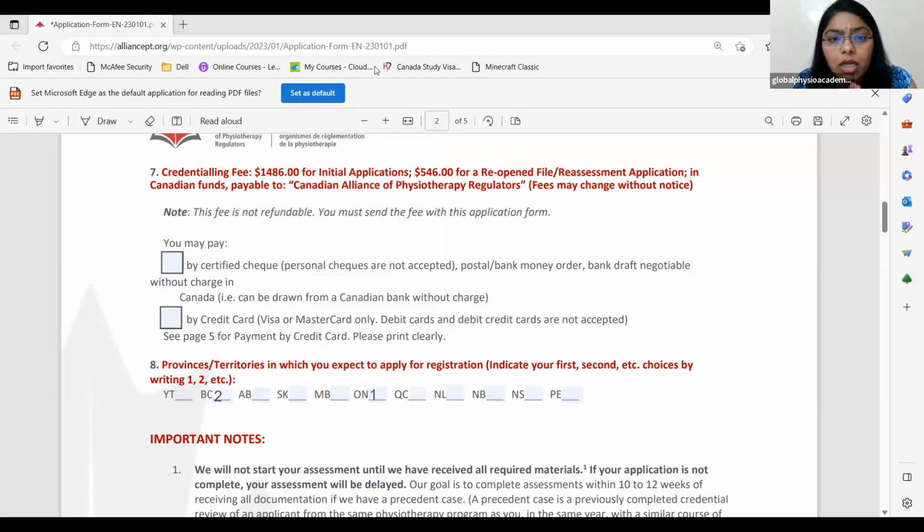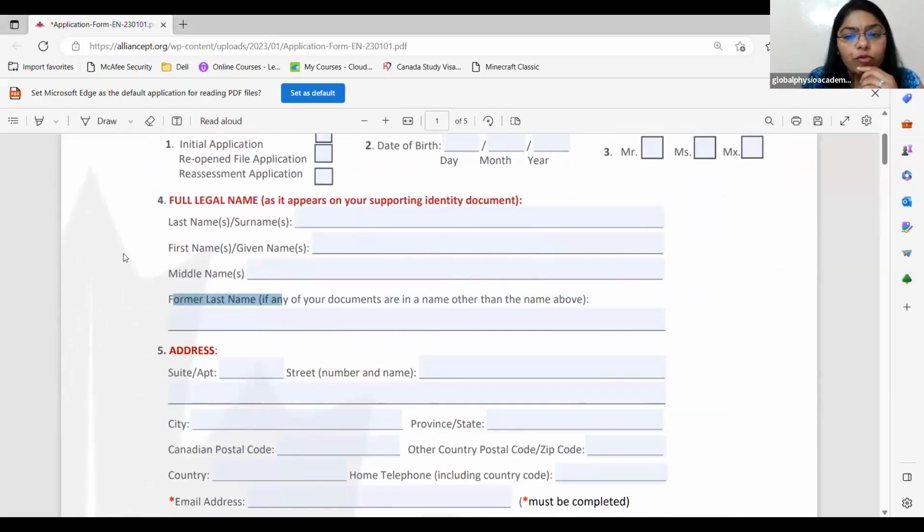Okay, I have a question. In formal last name, is only the surname required or the full before-marriage name? No, only surname. Just a minute, I'm coming to that point. The point is, formal last name, if any of the documents are in a name other than the name above, then yes, you have to fill in the full name. My name is like Bhatti Mamta Vijay Kumar. I just put everything. You have to go with your name, the whole name, whatever is in your degree certificate, your academic certificate.